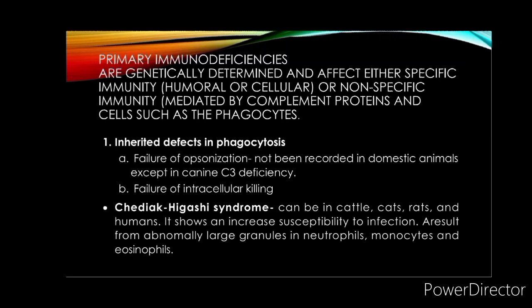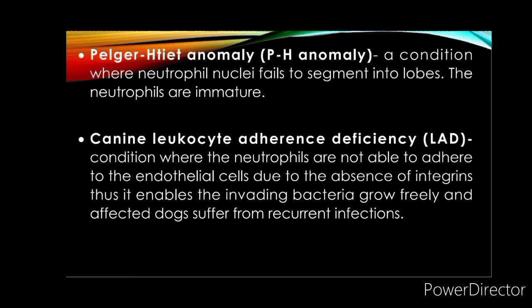Leukocytes are more fragile; they rupture spontaneously and have a defective chemotactic responsiveness and reduced mobility. The natural killer cells are also affected, thus the animals show increased susceptibility to tumors and some viruses. Next, we have the Pelger-Huet anomaly or the PH anomaly. It is a condition where the neutrophil nuclei fail to segment into lobes. The neutrophils are immature. It is observed in humans, dogs, cats, and rabbits.